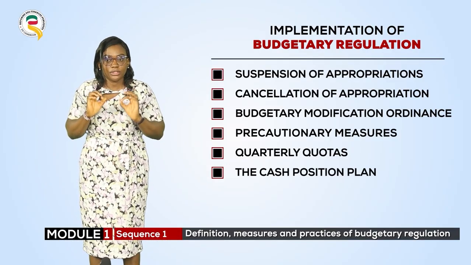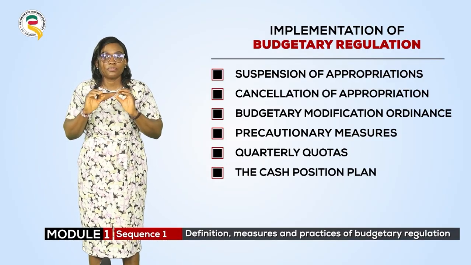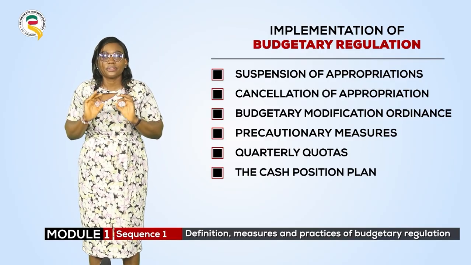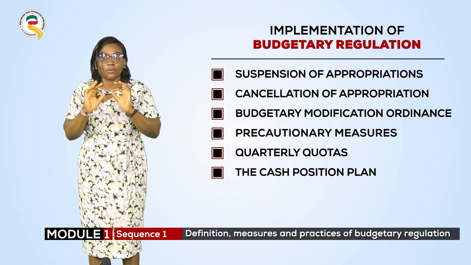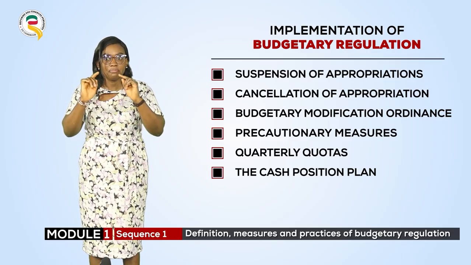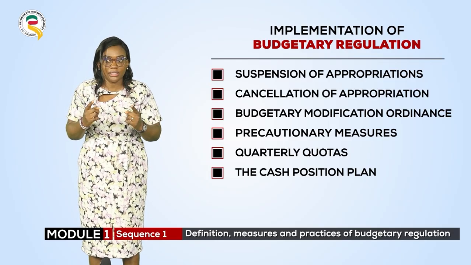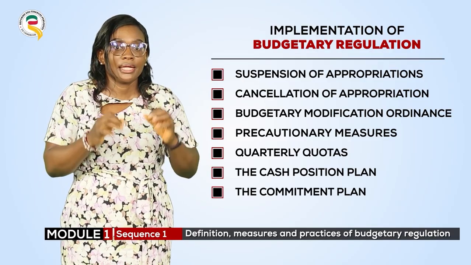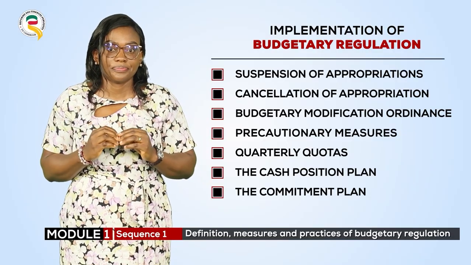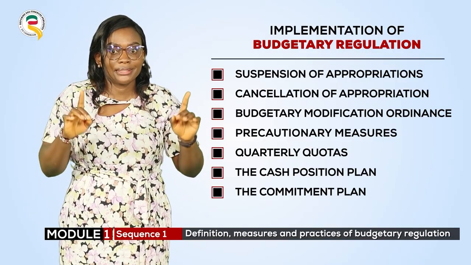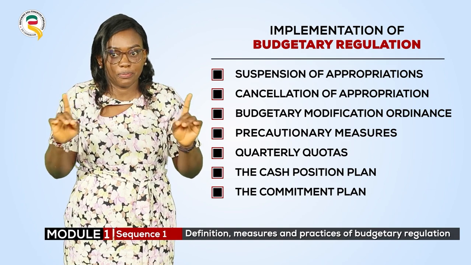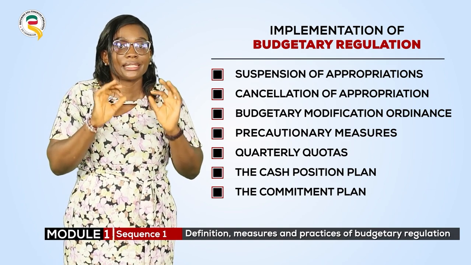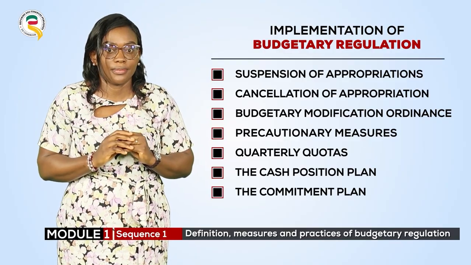The cash position plan. Its purpose is to assess the rate at which resources are expected to be collected in order to meet the volume of expenditure to be incurred during the year. The commitment plan. It plans the consumption of budget appropriations for the year in line with the state's cash flow position.